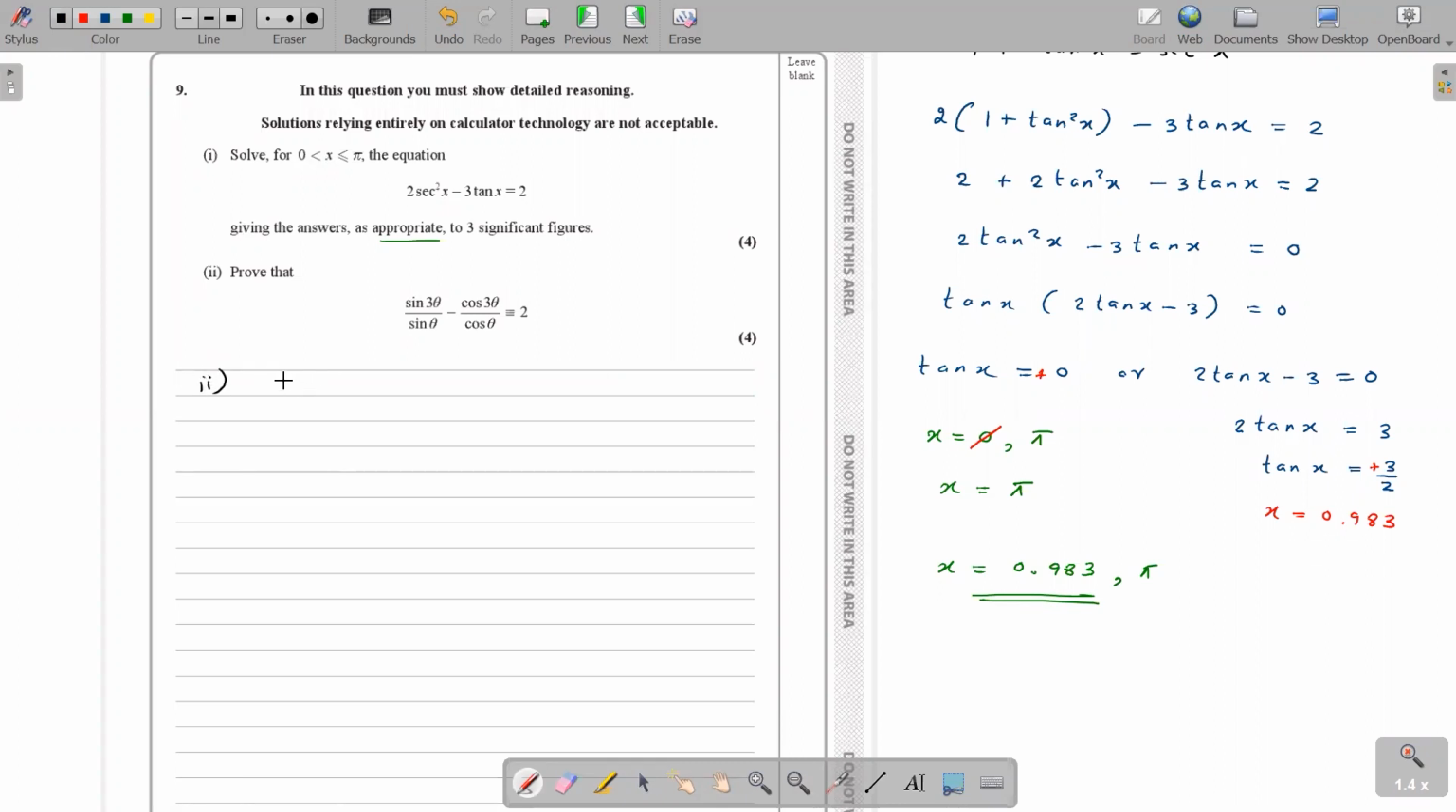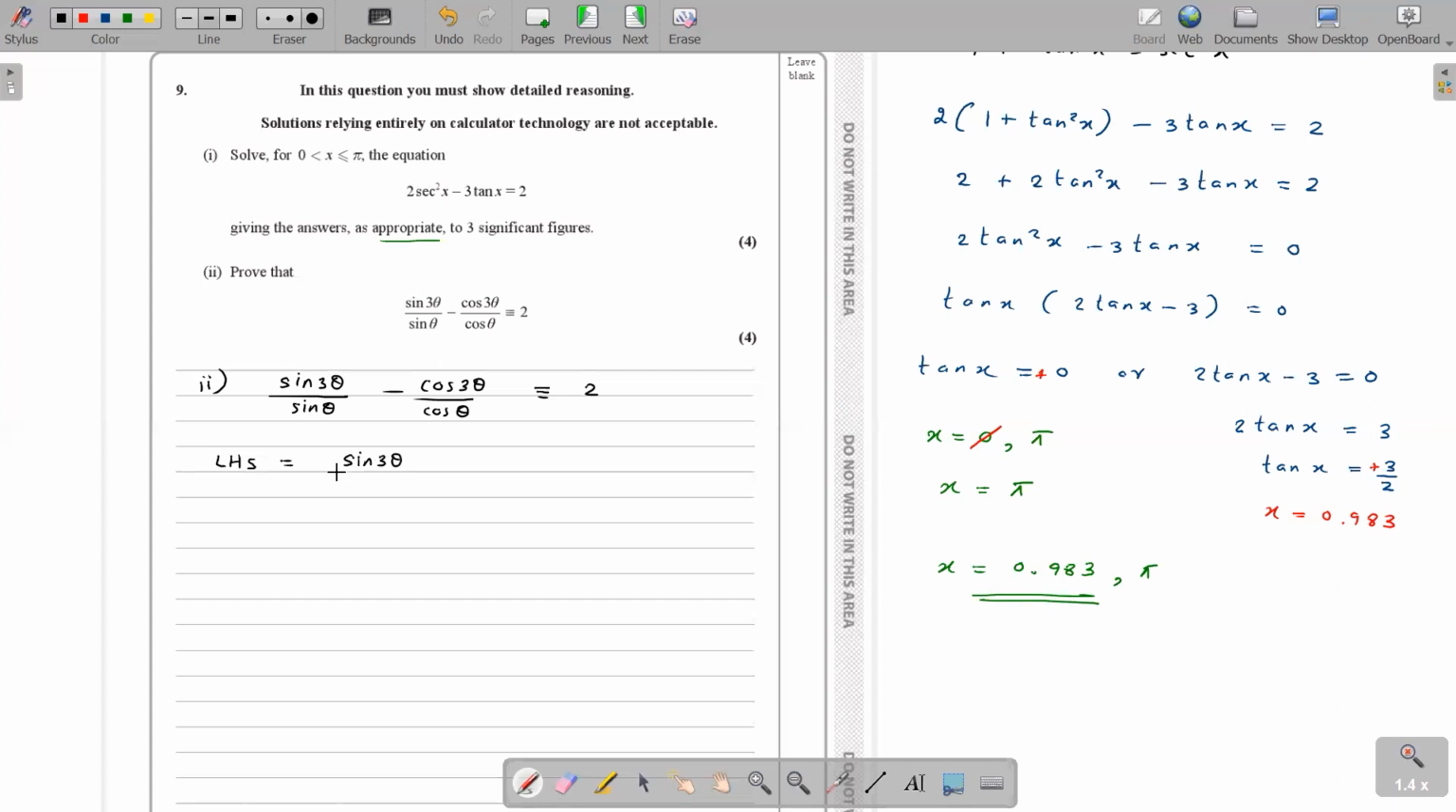Prove that sine 3 theta over sine theta minus cos 3 theta over cos theta is identical to 2. So this is an identity. How do we prove an identity? We start from one side and we prove it to get the other side. So here I will start obviously with the left side.